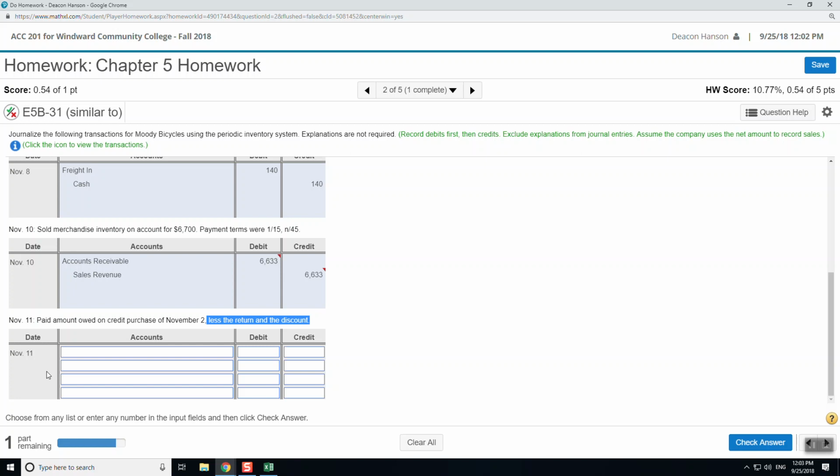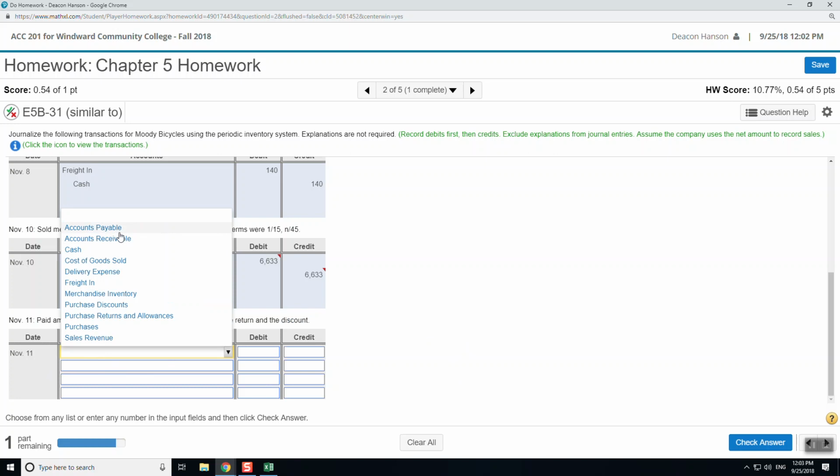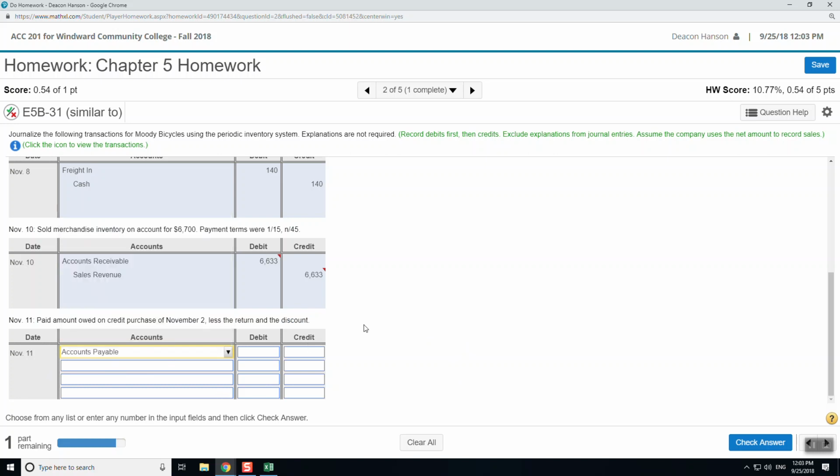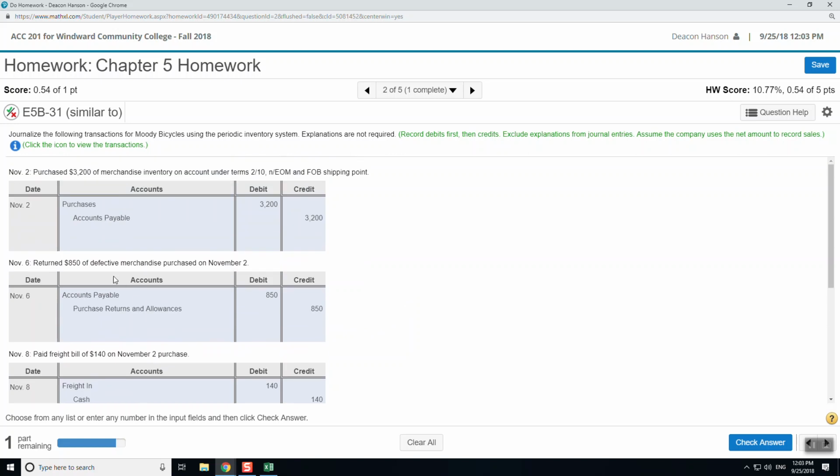On the 2nd, right? So we're gonna pay it less the discount, and this is gonna be a purchase discount, okay? So we're gonna be paying off accounts payable. The whole accounts payable is going to go away. So you got to scroll back up and say, okay, we owed 3,200. That increased when we credited that account. Now we're going to pay that off. So we got a debit to accounts payable. Accounts payable is going to go down now that we debited.